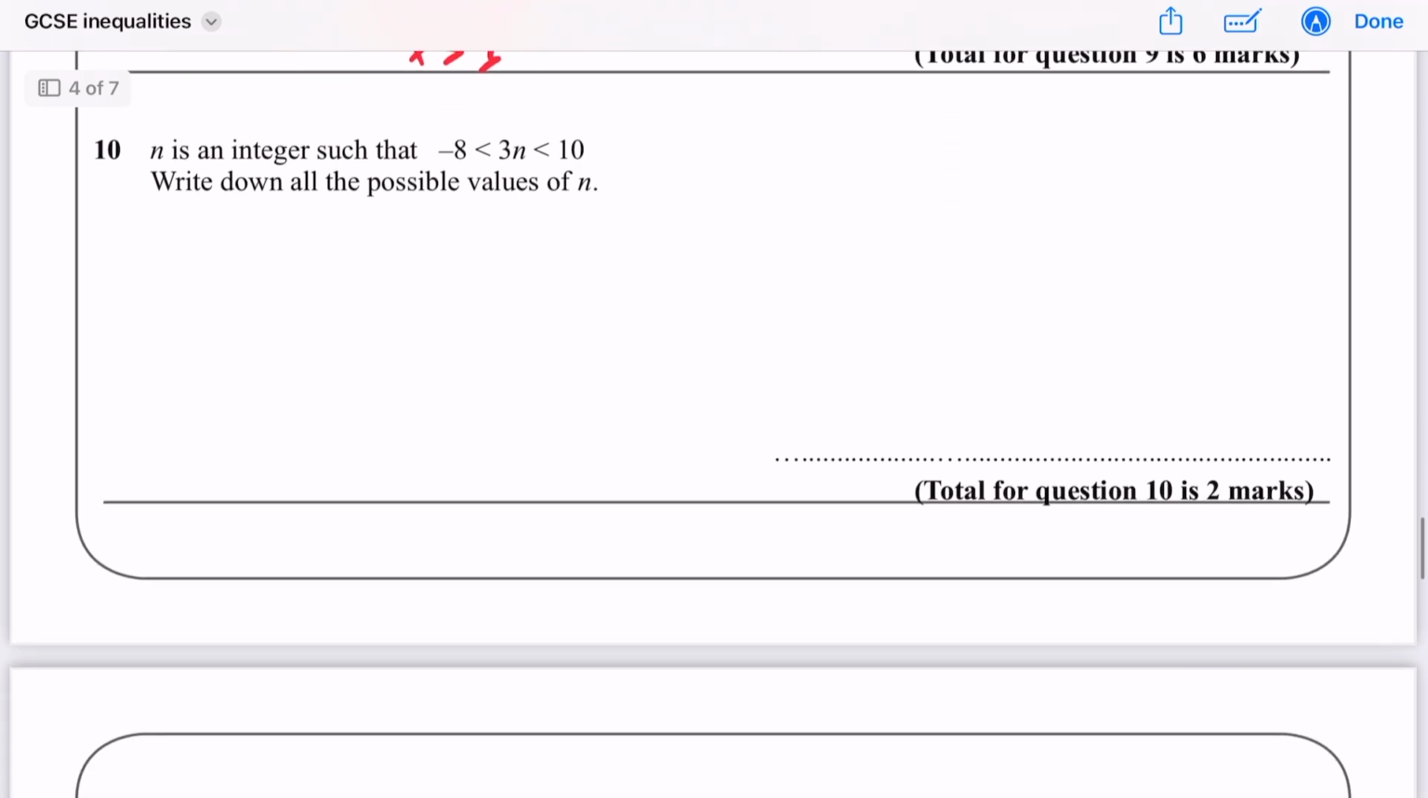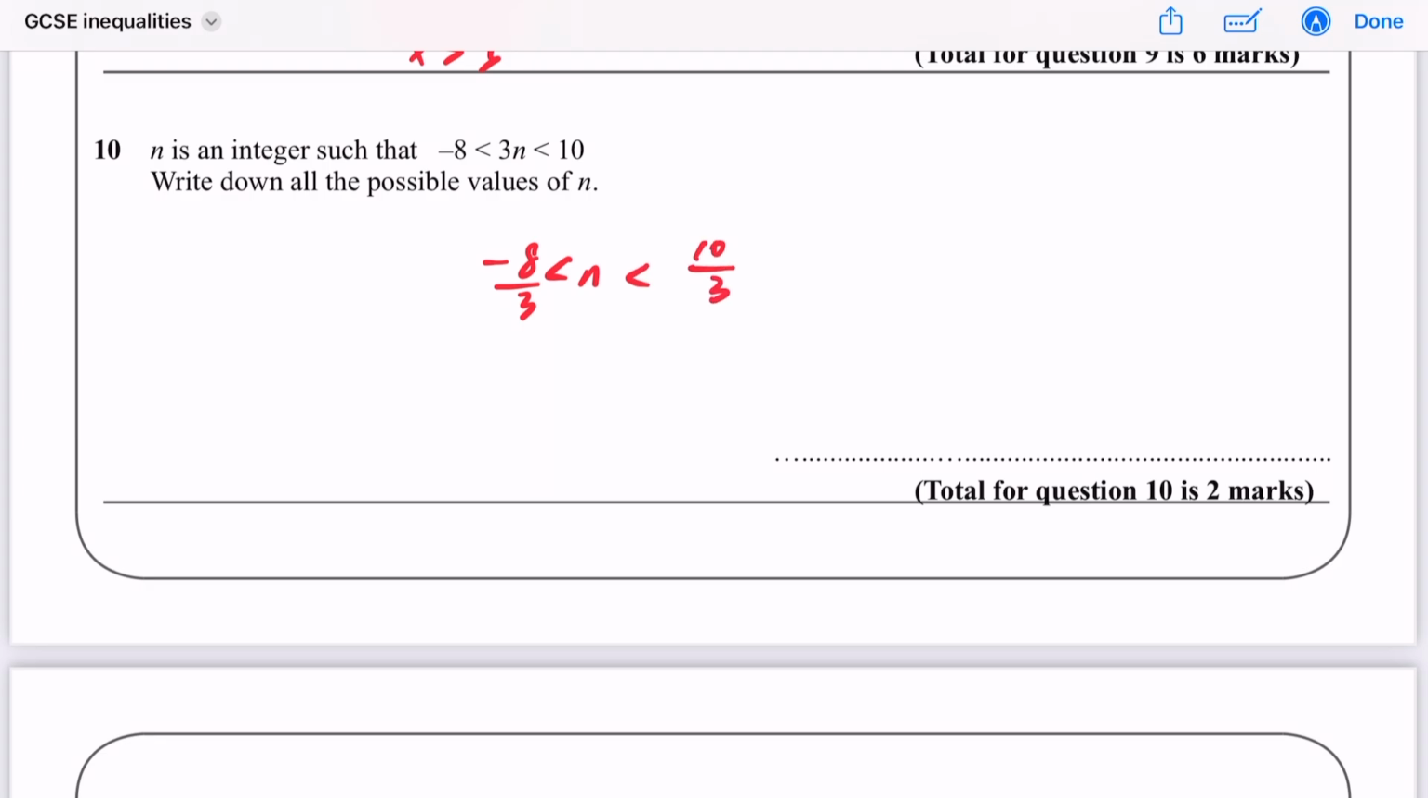The next one, question 10. It says that n is an integer such that it satisfies such an inequality. Write down all the possible values. Just like before, I am intending to simplify it by dividing all the terms by 3. n is greater than minus 8 divided by 3. n is less than 10 divided by 3.